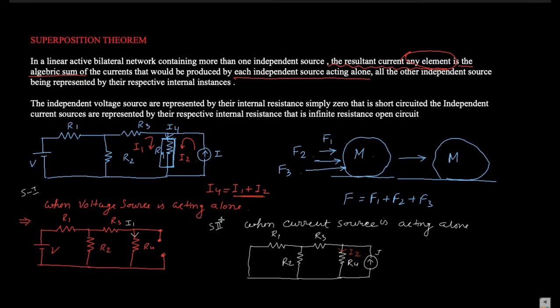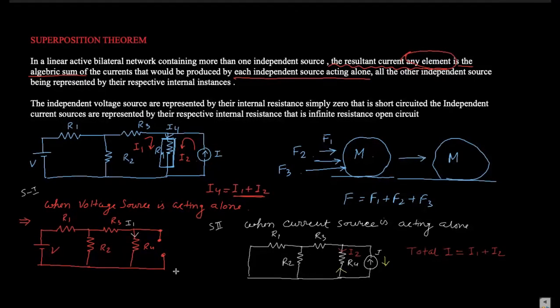So for the first case, due to V, I1 current is flowing through R4. For the second case, due to I2, current is flowing through R4. So the total current is equal to the algebraic sum of the currents produced by each independent source, that is I1 plus I2. Another thing you have to consider: if the direction of the current source is like this, then due to this current source, the current flowing through R4 is in this direction.